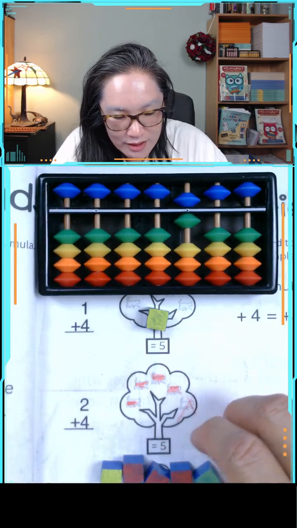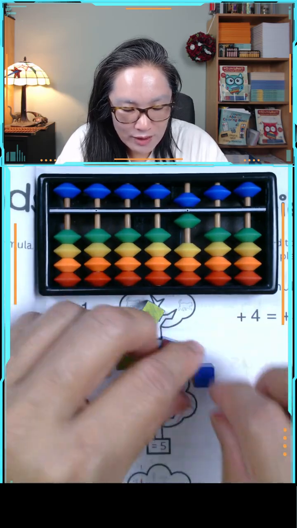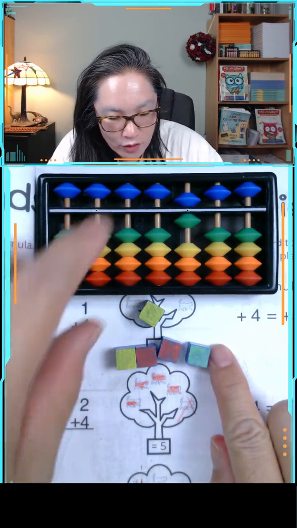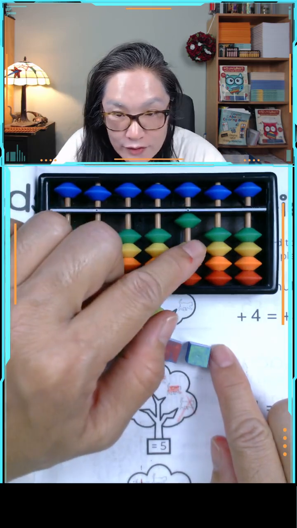So we have 1 on the abacus. I have 4. I want to add 4. To add the 4, guess what? There's not enough room to add the 4.